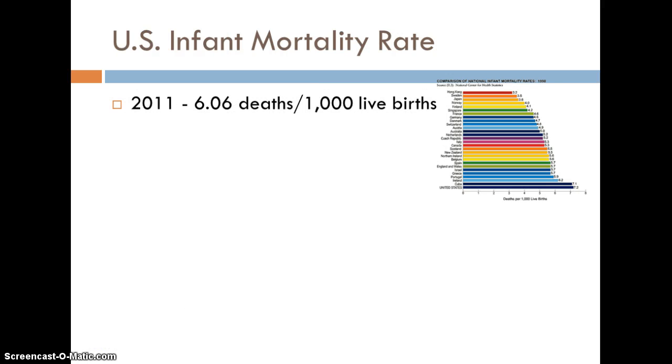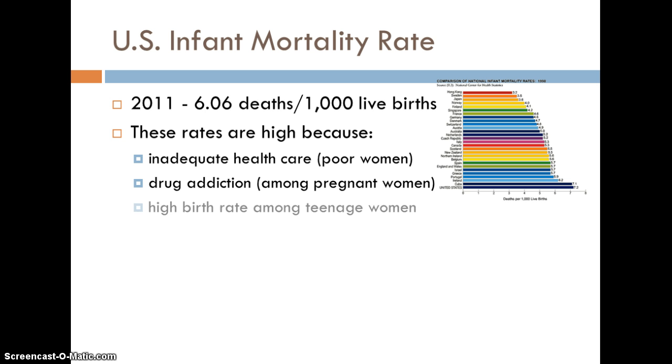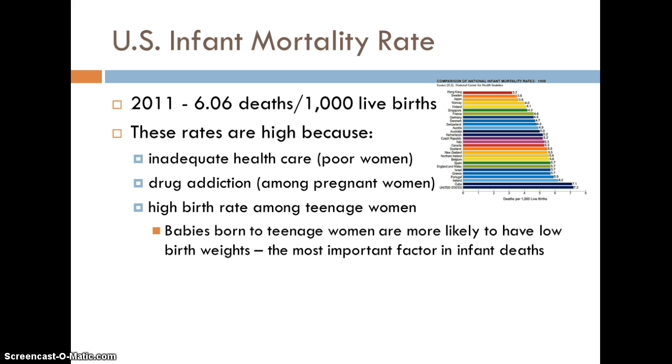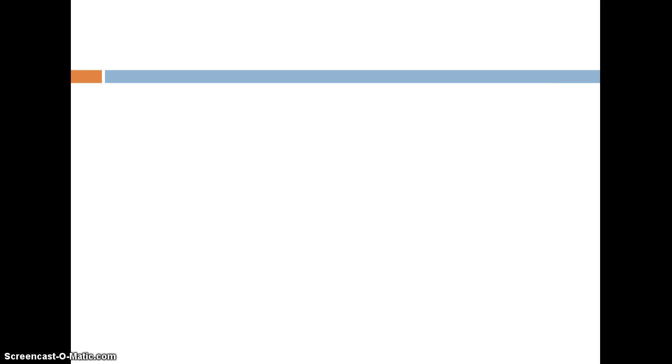In the U.S., our infant mortality rate is about 6 deaths per 1,000. Some reasons they're high is that we still have women in poverty that have inadequate health care. We have pregnant women that are addicted to drugs, and their children have a lower birth weight. Teenagers also tend to have babies that have a low birth weight, and this tends to be the most important factor in infant deaths. Of the industrialized countries, we have the highest teenage pregnancy rate. That doesn't mean the highest teenage pregnancy rate of any country, just those that are industrialized.